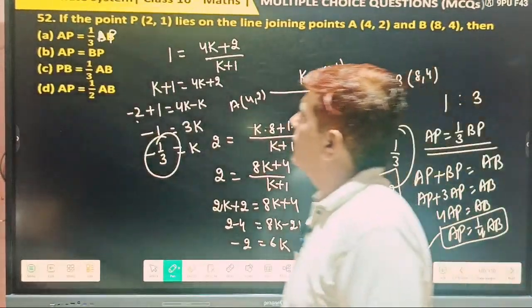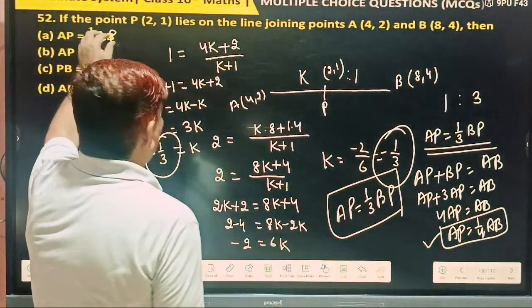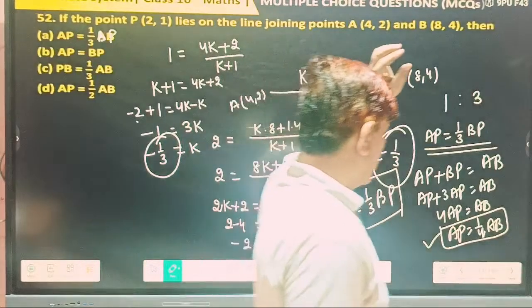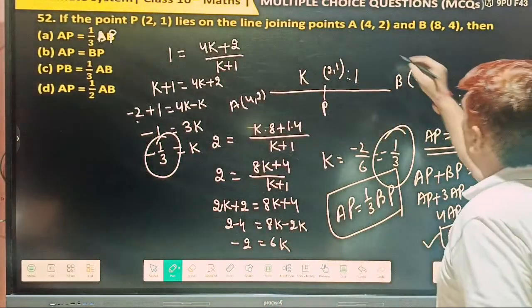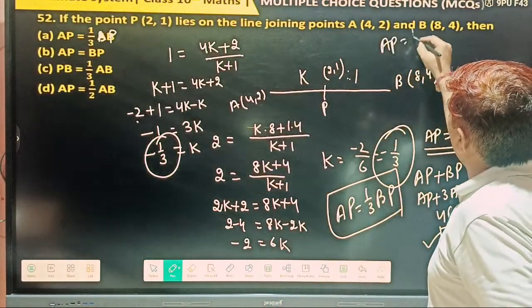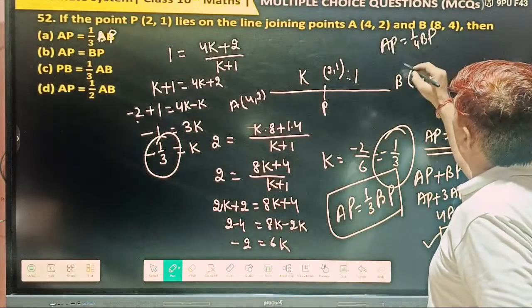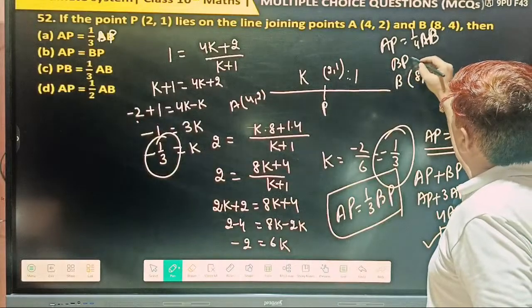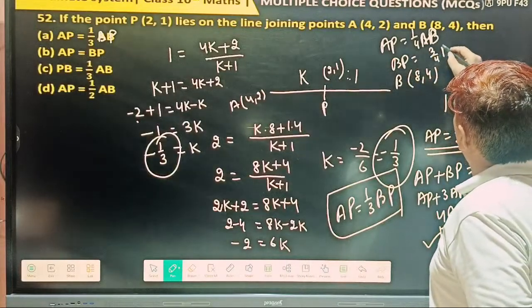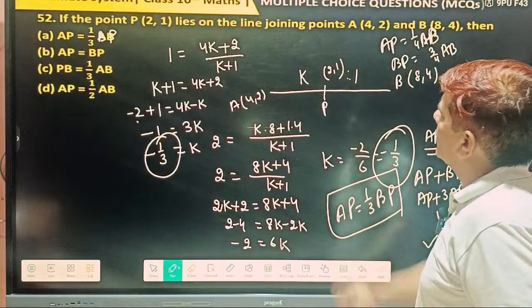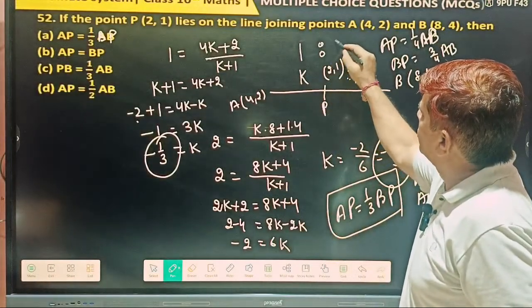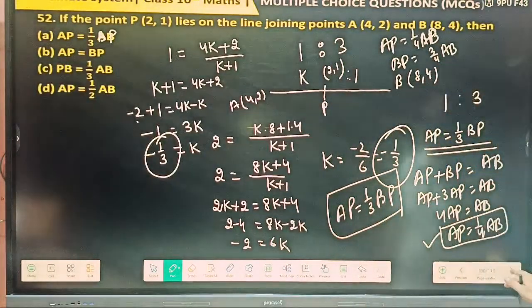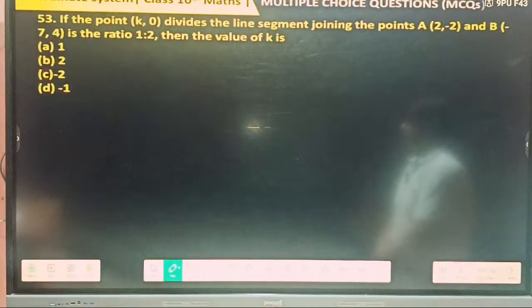If the answer is needed in AB, otherwise we can say AP equal to 1 by 3 BP. So that's why I'm saying here AP, then here BP. And in the form of AB, AP equal to 1 by 4 AB, and BP is equal to 3 by 4 AB. This divides 1 raised to 3. Understood?